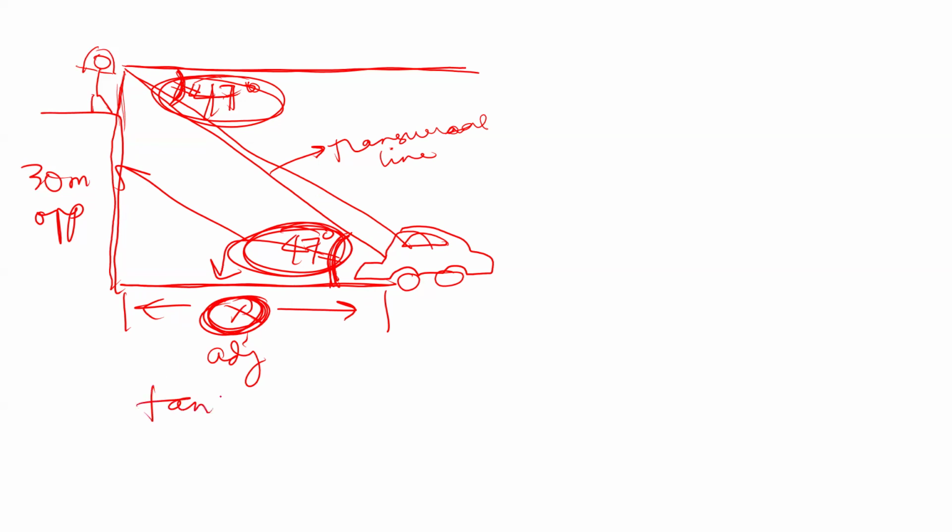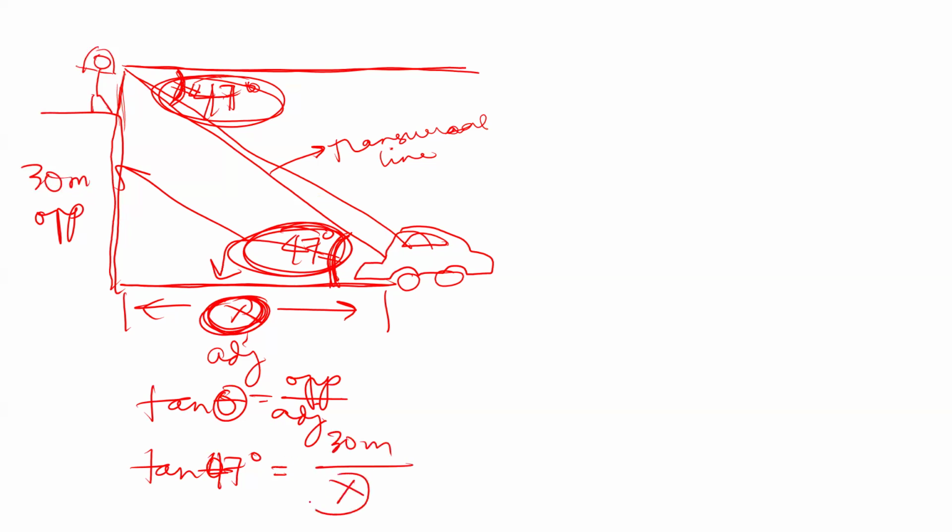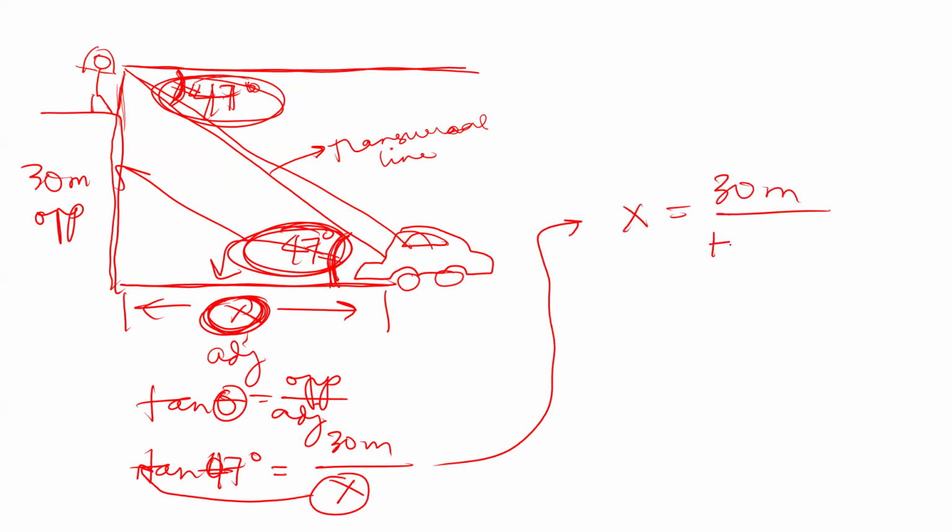Very good. Tangent theta, because it includes opposite over adjacent, right? So tan theta, the theta is 47 degrees. The opposite side is 30 meters. The adjacent side is x. So if we solve for x, transpose it to the other side, x now becomes 30 meters all over tan 47 degrees. Everybody, can you please solve for x?